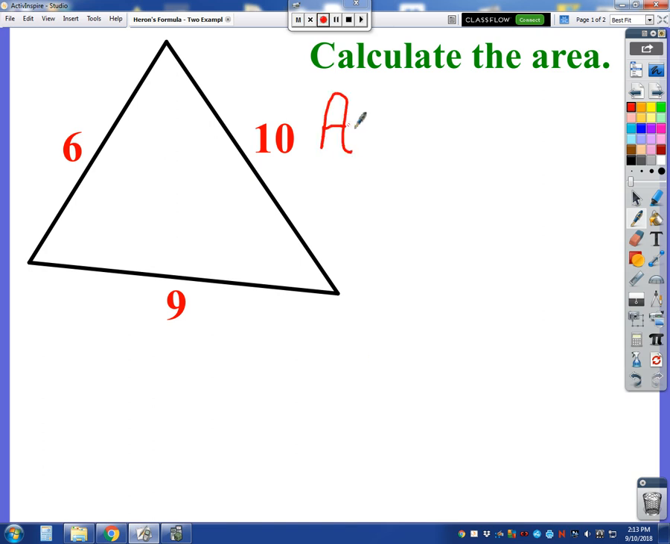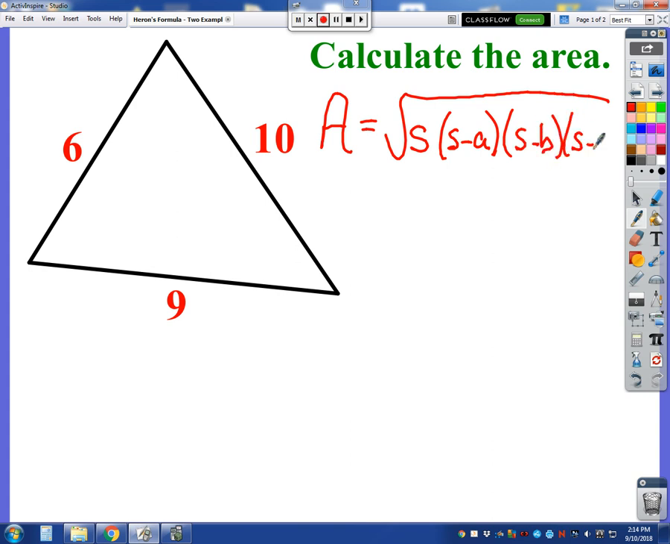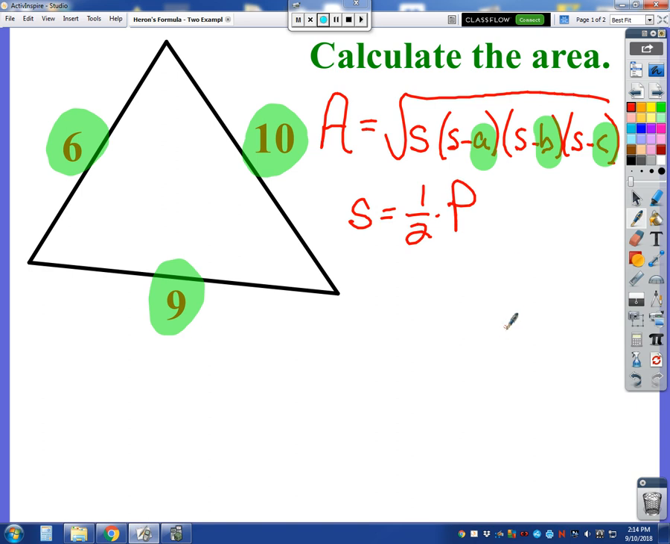Now the area formula for Heron's theorem is ginormous: the square root of S times the quantity S minus a times the quantity S minus b times the quantity S minus c, where A is area, and little a, little b, little c are the three side lengths, which in this case are 6, 9, and 10. They don't have to be in any particular order, but typically I'll call little a the smallest side, little b the medium side, and little c the longest side, but it truly doesn't matter. And S in this problem represents half the perimeter.